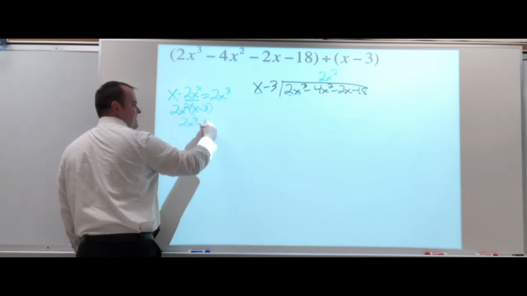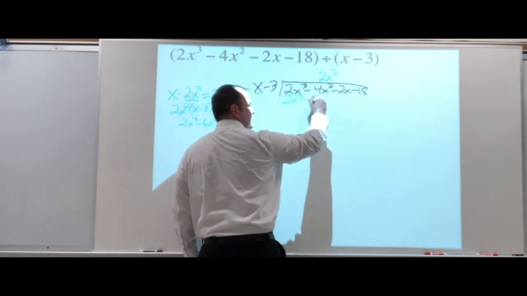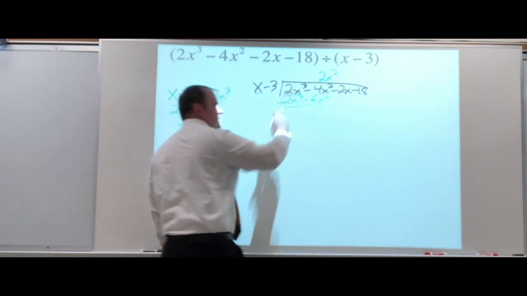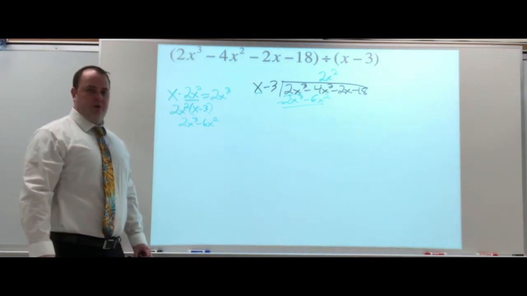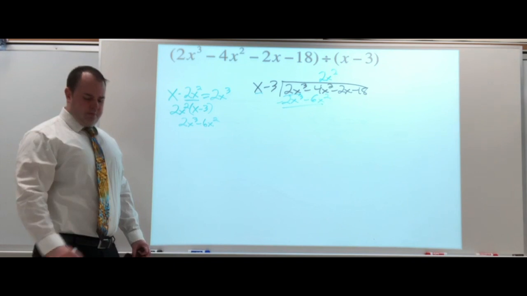2x cubed minus 6x squared. That first term should always cancel out. That's what the goal is. If that doesn't cancel out, you need to go back and think about what you multiply by.